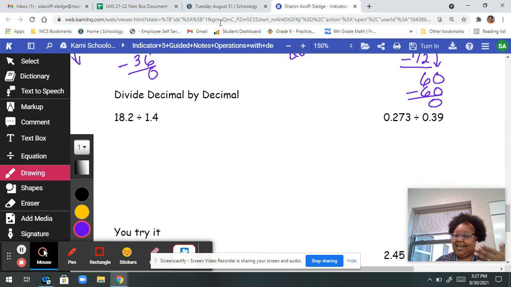All right, so that's how we do that. So you see, we added that 0, so we didn't have a remainder. And you keep adding zeros until you don't have a remainder.